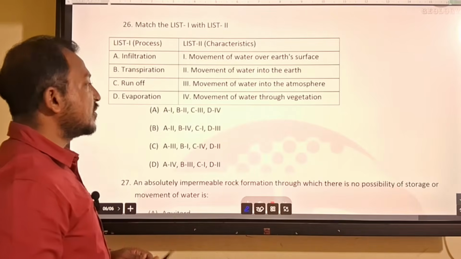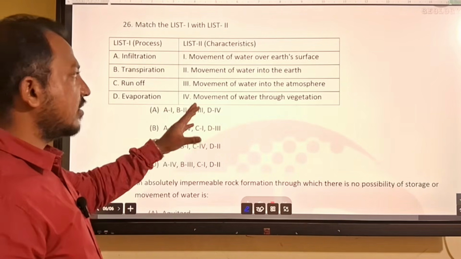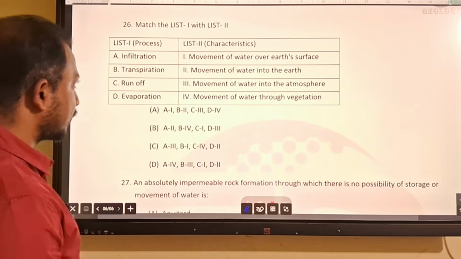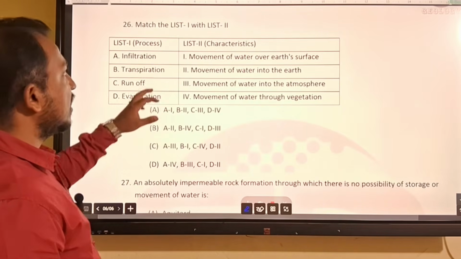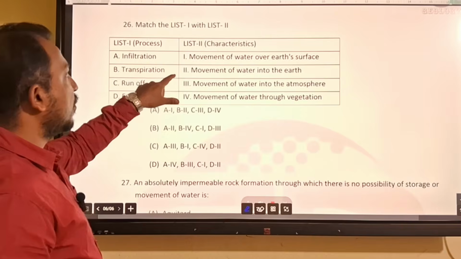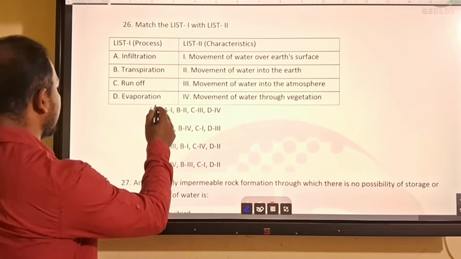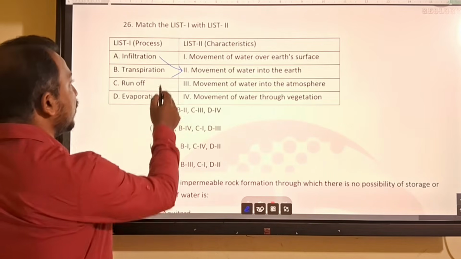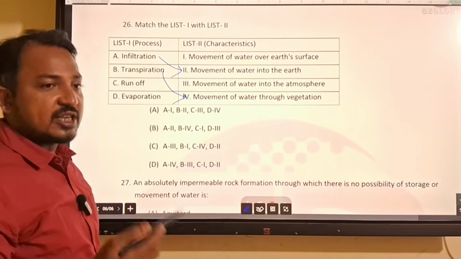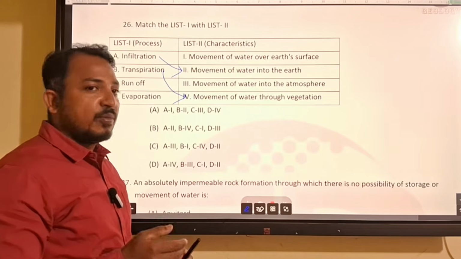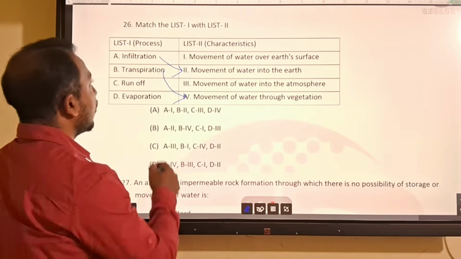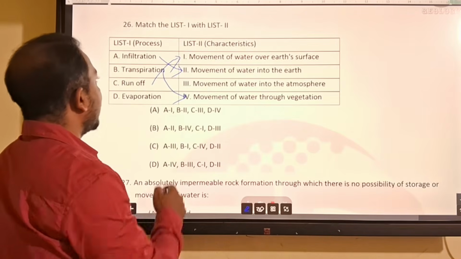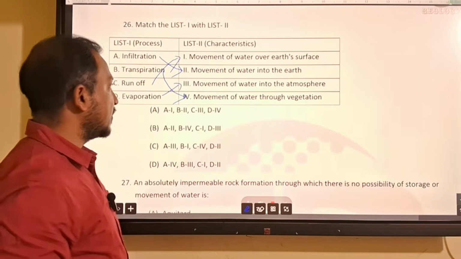Next comes another table match question where different terms are given with their definitions. First is infiltration. Infiltration is a process where water moves into the earth; water infiltrates below the surface. Then transpiration is the movement of water through vegetation. Then runoff is the movement of water over the surface, that is surface runoff. Then evaporation is the movement of water into the atmosphere.